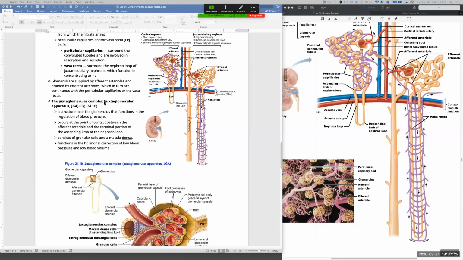The juxtaglomerular complex, also known as the juxtaglomerular apparatus, JGA or JGC. This is a structure that involves your glomerulus, or your renal corpuscle, making contact with the distal convoluted tubule. And this structure is important in the regulation of blood pressure, and that's something you're going to learn about in physiology. But we want to look at the structure of this JGA.